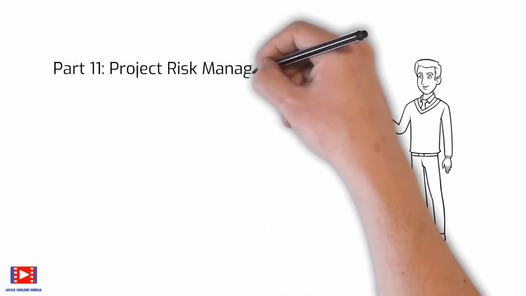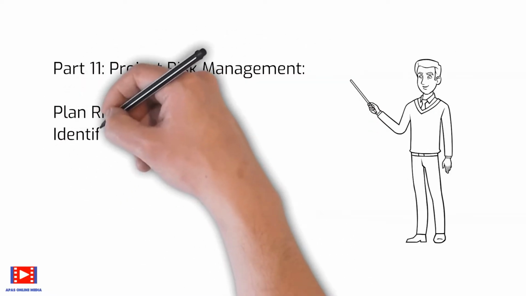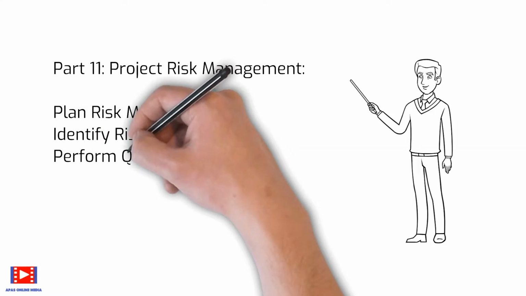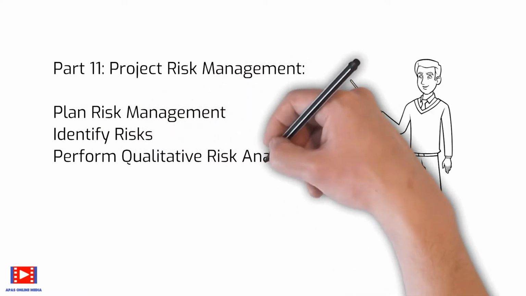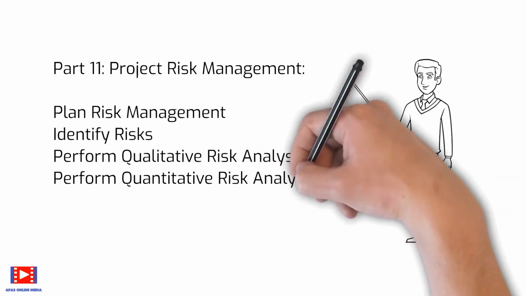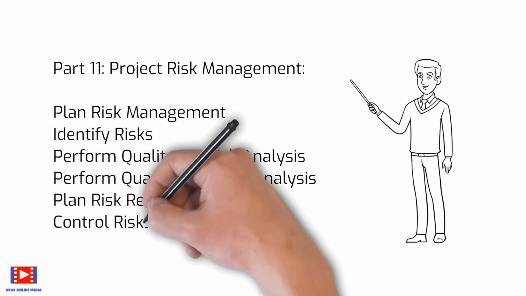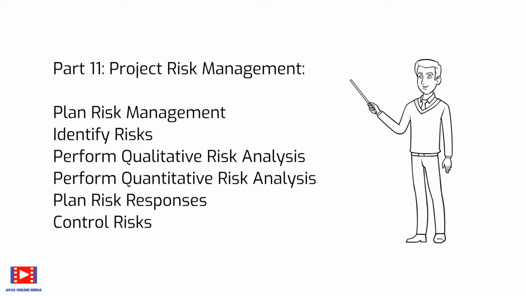Part 11, Project Risk Management. In this part, we'll be going through the following topics: plan risk management, identify risks, perform qualitative risk analysis, perform quantitative risk analysis, plan risk responses, and control risks.